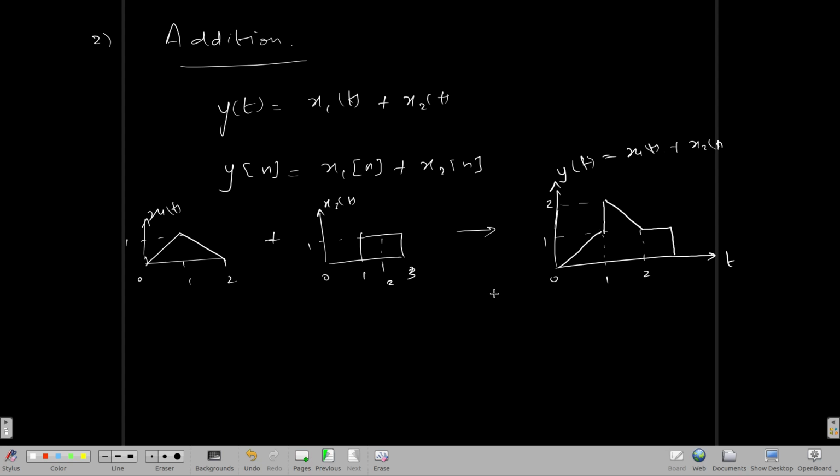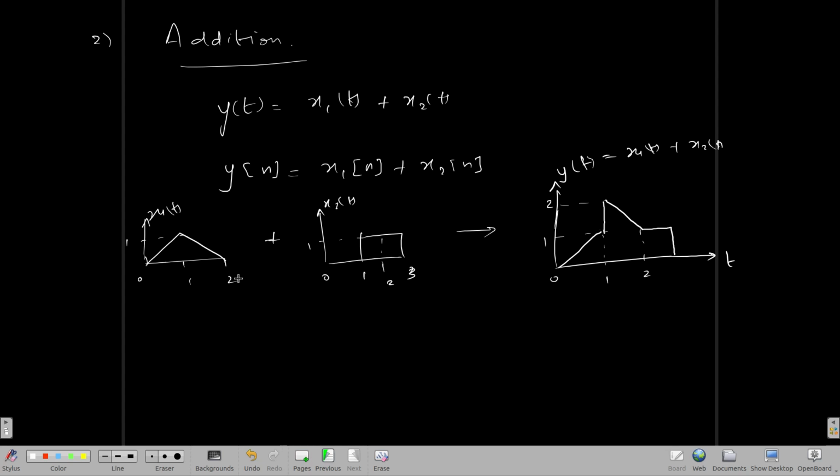Similarly, you can do it for discrete. I am not doing it because it is a trivial solution. It is same as this one. There is no difference to be seen. For every point of time where there are samples, you have to add both the signals, and you have to do that for all values in which either x1 or x2 has a non-zero value.